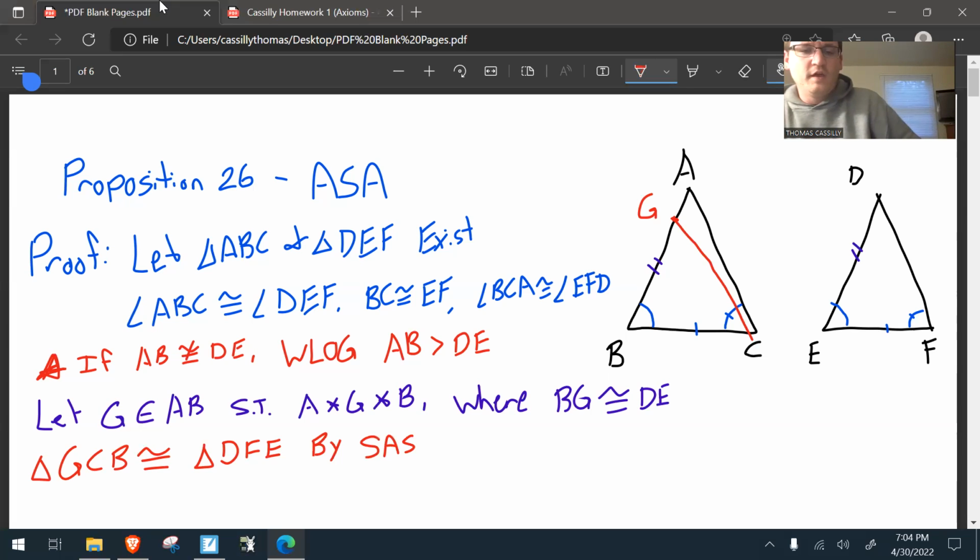And this is useful because in my high school class, we call this the CPCTC theorem, where the corresponding parts of congruent triangles must be congruent. What that means is if we have two triangles that are congruent, then all the other parts have to be congruent as well. So, my little apply symbol here, we know that angle GCB must be equal to angle DFE.